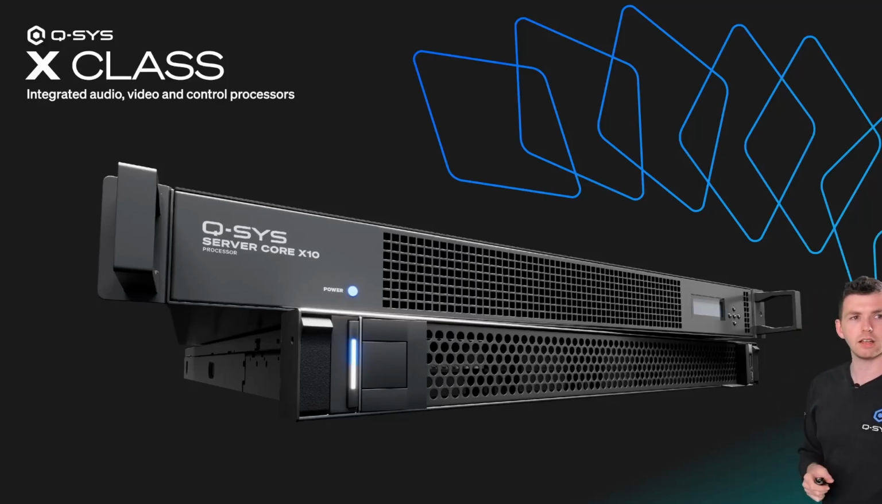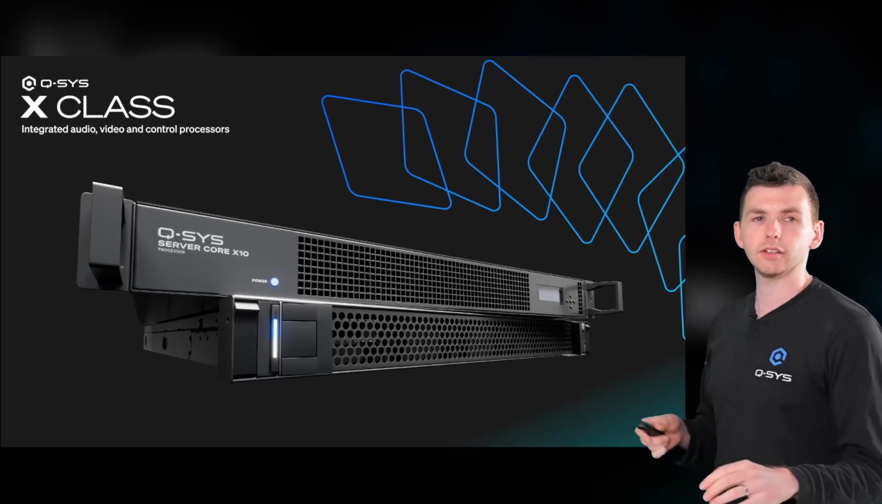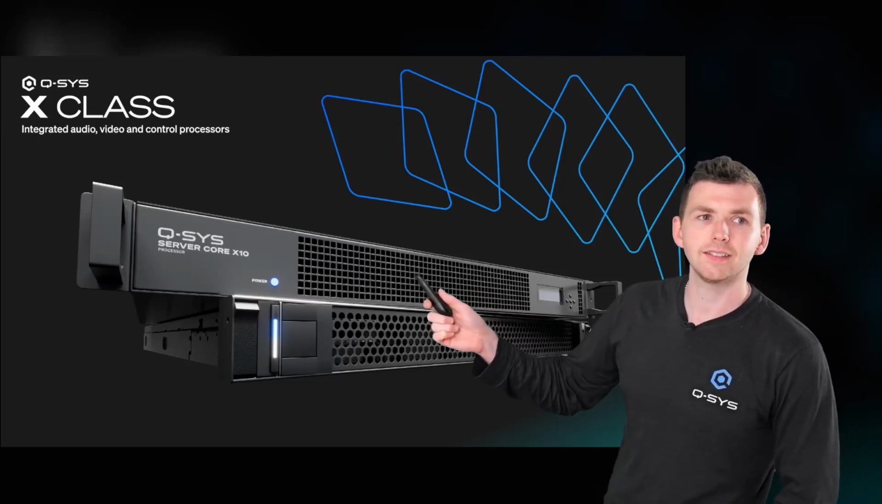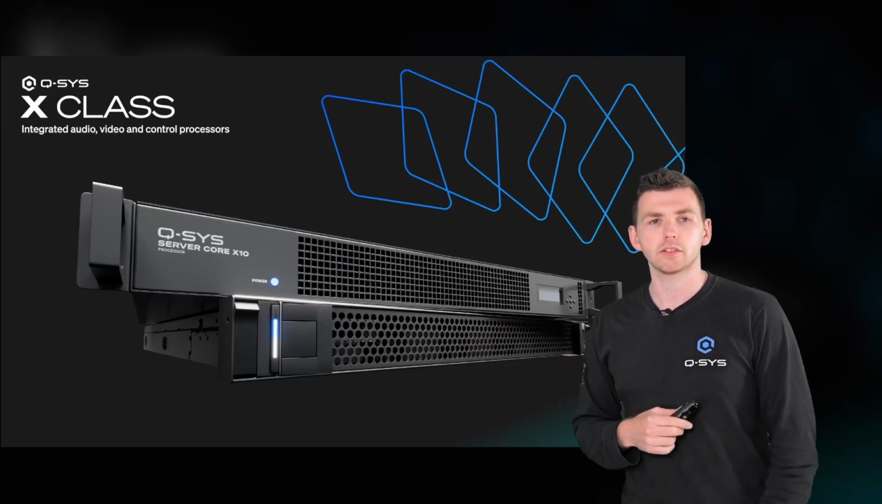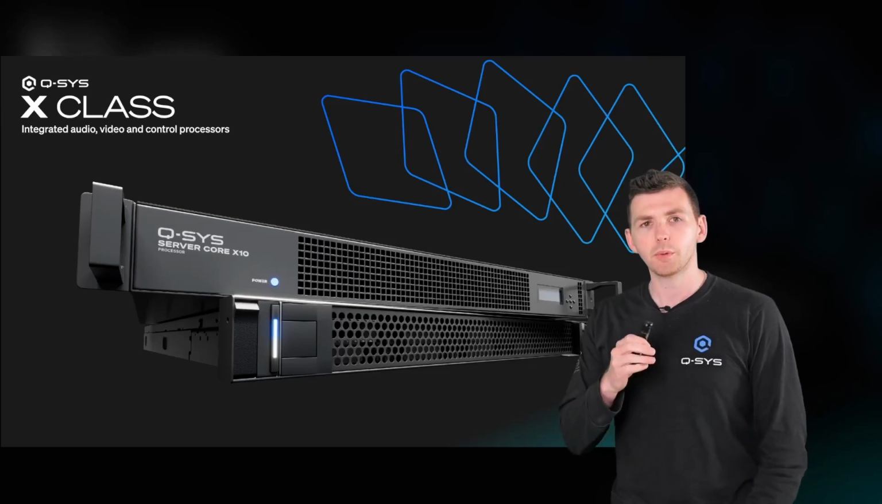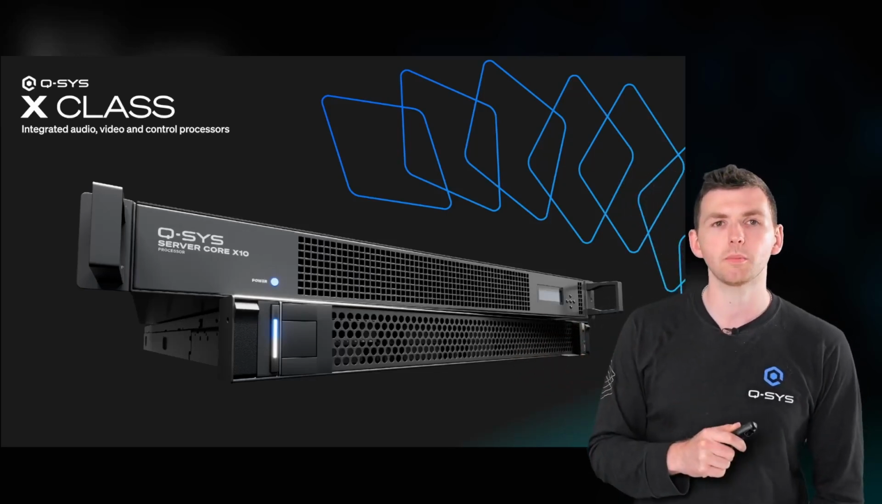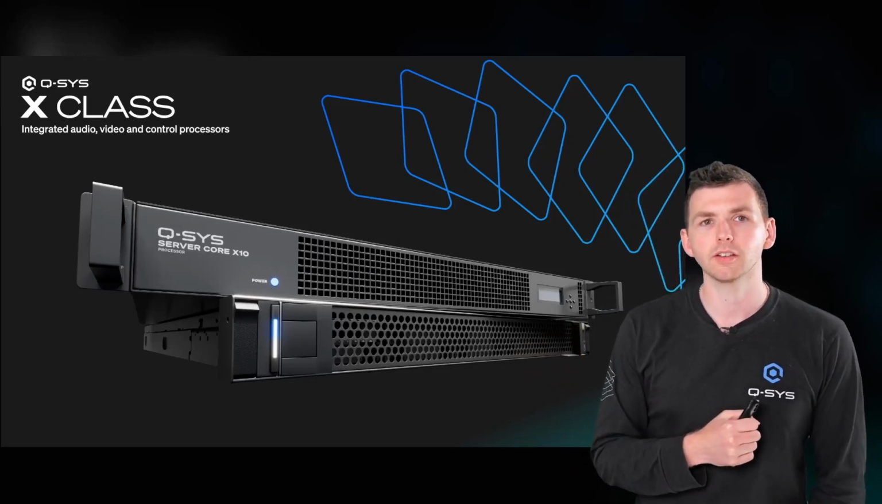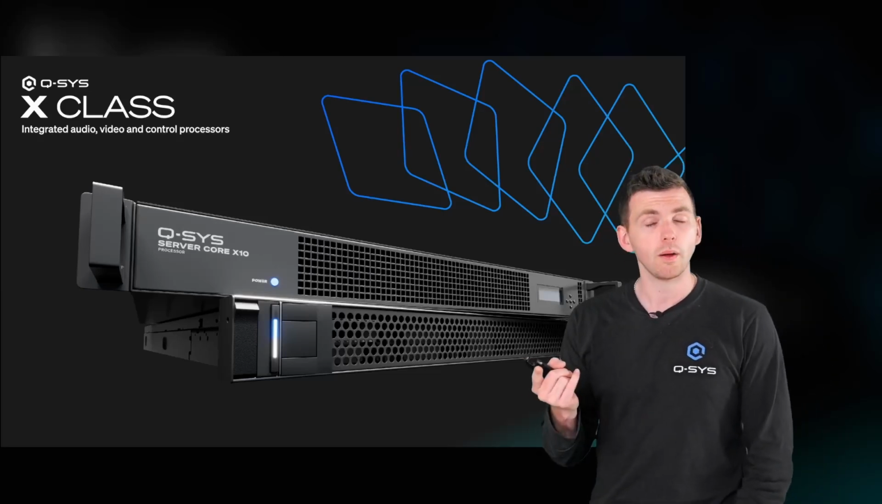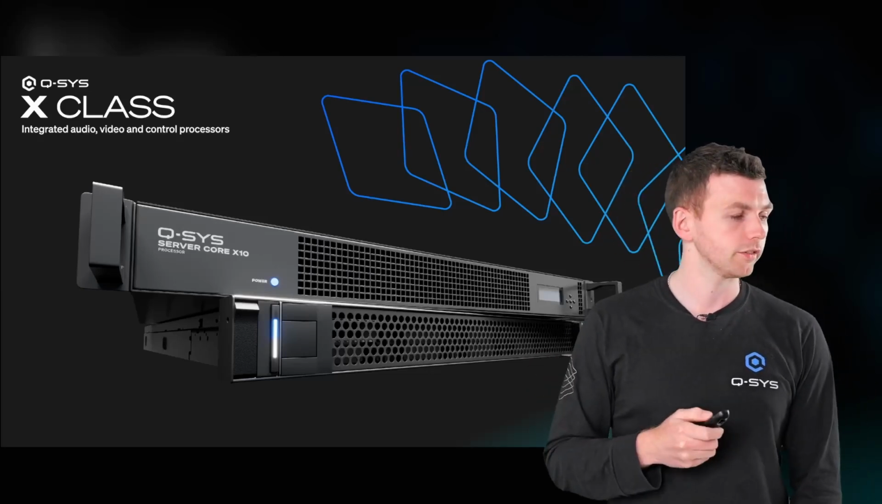This is the X-class cores. Take a look at these. This is here the Core X10 and the Core X20R. And I'm going to break down what these cores do, and then we're going to talk about why we might want to centralize our processing, and also why we might not, depending on what we're going for, okay?